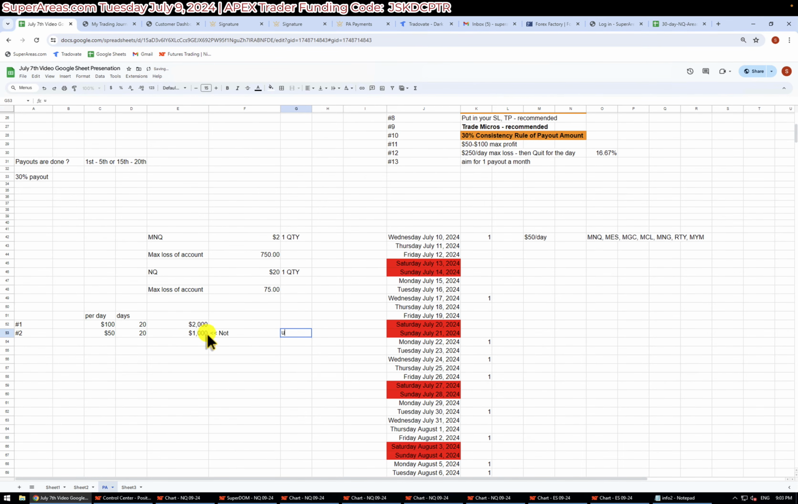So right off the bat, you need to trade more than 20 days if your aim is $50 a day. Scenario number 3: you're still doing $50 a day and you trade for 40 days. So for 40 days, of course, you will get $2,000, which is good.